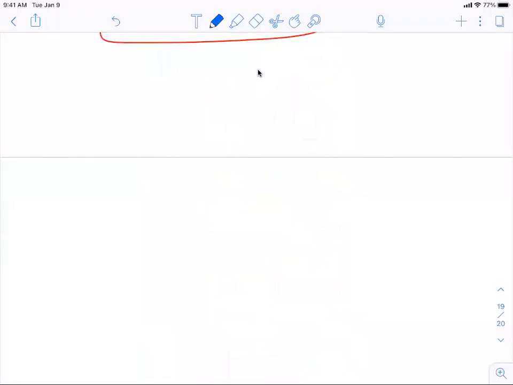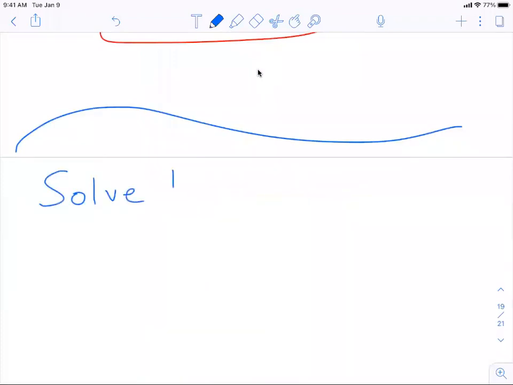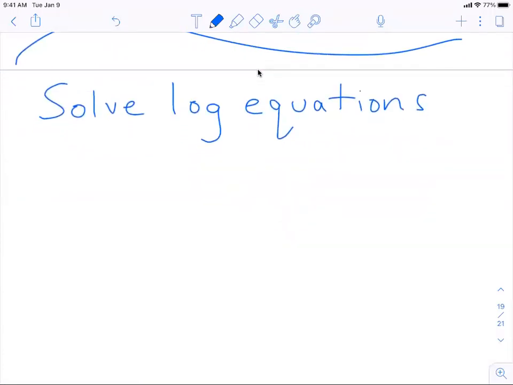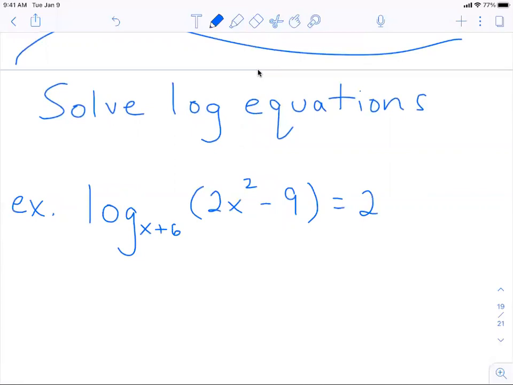All right, so let's start a new section in our notes here. We're going to solve a log equation. Here would be one example. If we had log base x plus 6 of 2x squared minus 9 is equal to 2.